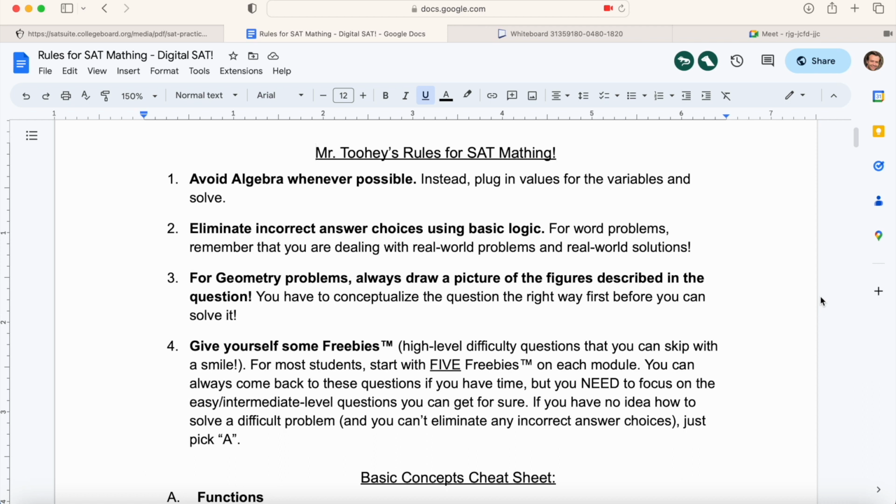For geometry problems, always draw a picture of the figure described in the question. You have to conceptualize the question the right way before you can solve it.